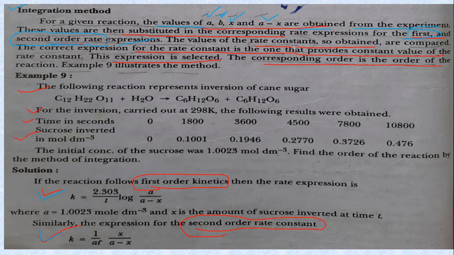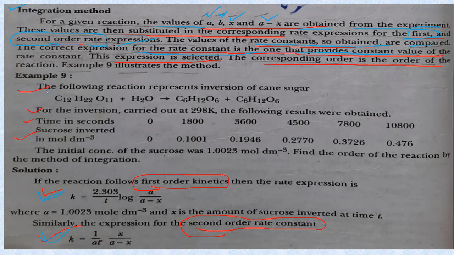Now see, the values of the rate constant are obtained by both the expressions. The expression which gives a constant value for the rate constant, that is said to be the order of reaction. It means if I am getting a constant value of k for the first order kinetics, then we can say the reaction is a first order reaction. And if I am getting a constant value of k for the second order rate expression, then that reaction is called a second order reaction. Now, don't get confused here.